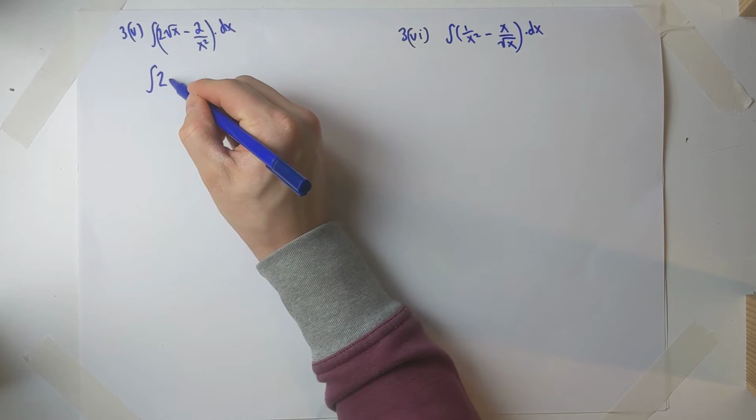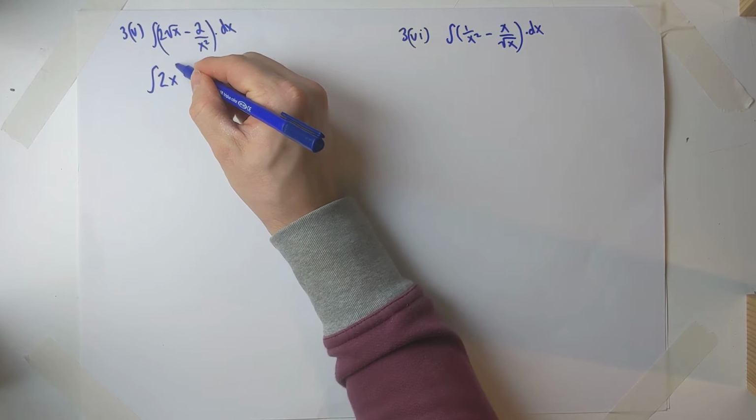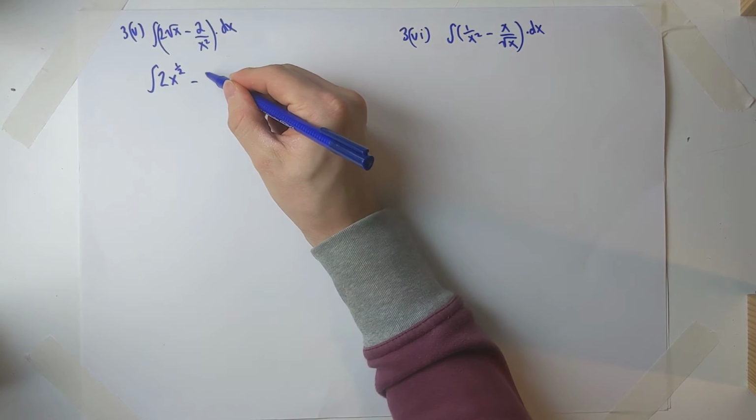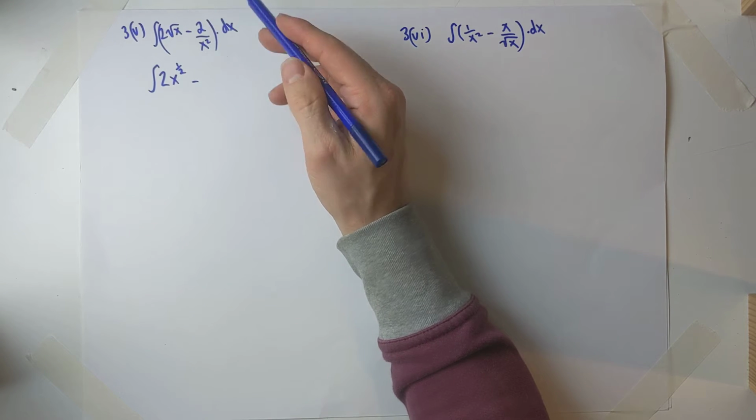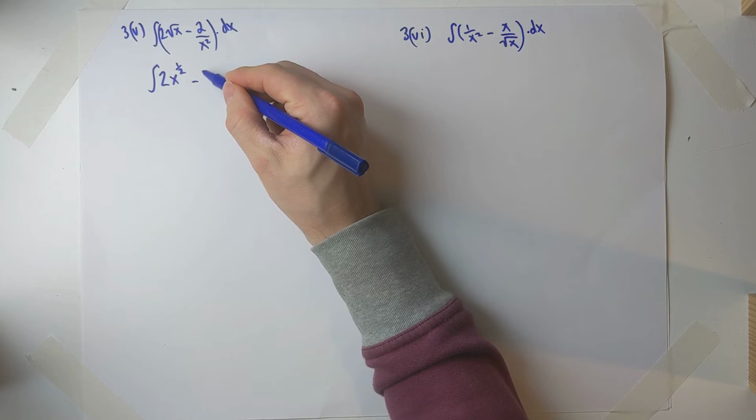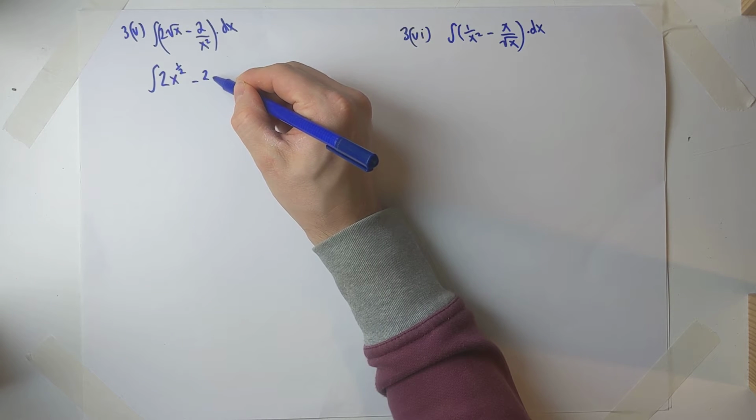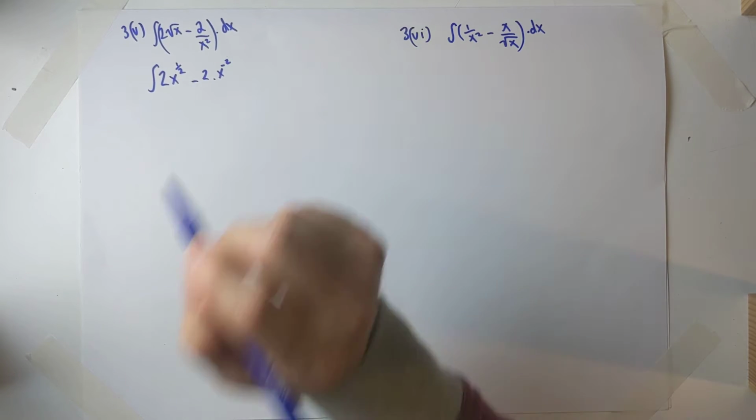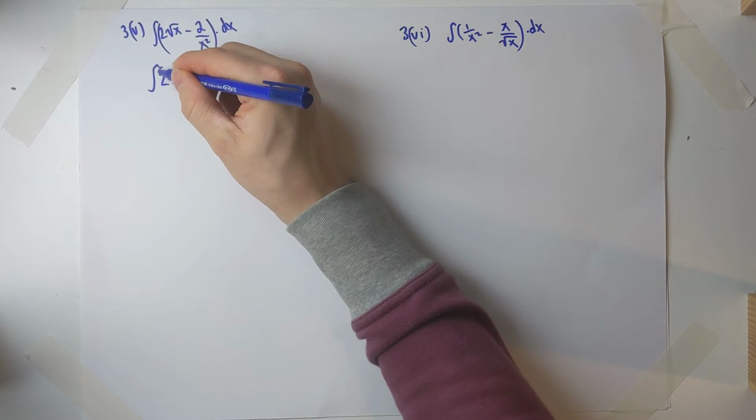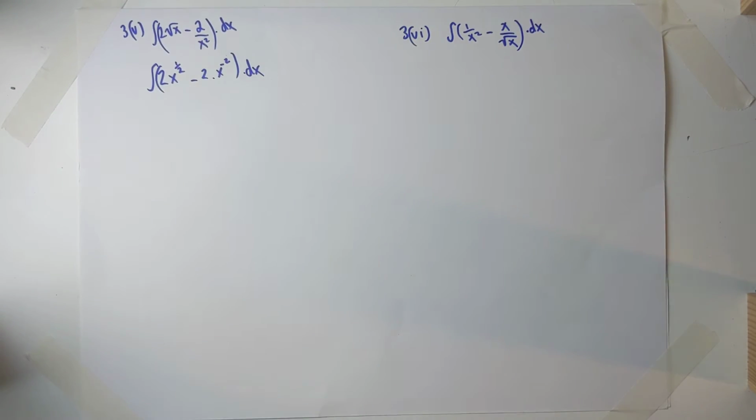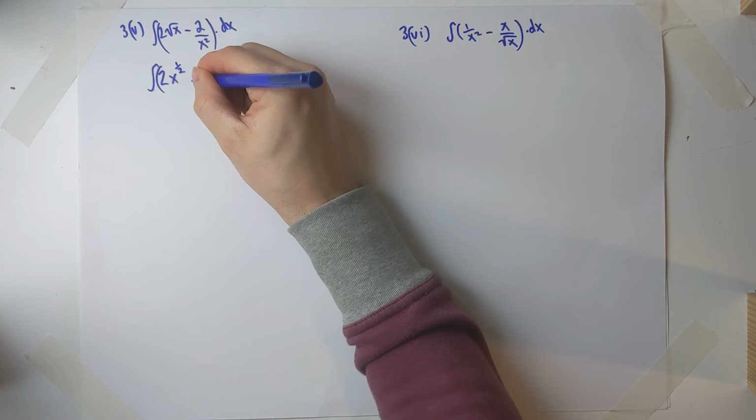So this here is the same as 2 x to the power of a half. That's what square root means. Minus this here can be rewritten. This x squared, you bring it up, it's going to be x to the power of minus 2. So it's minus 2 by x to the power of minus 2. Sorry, minus 7 up there.